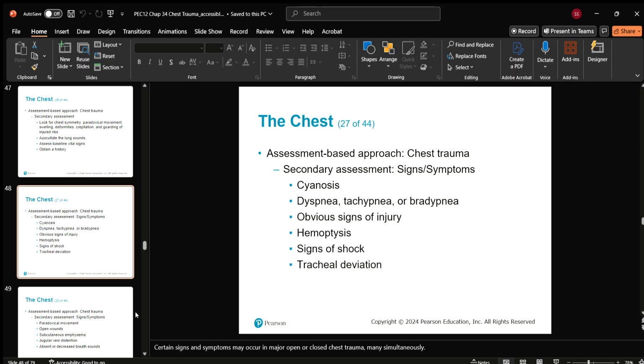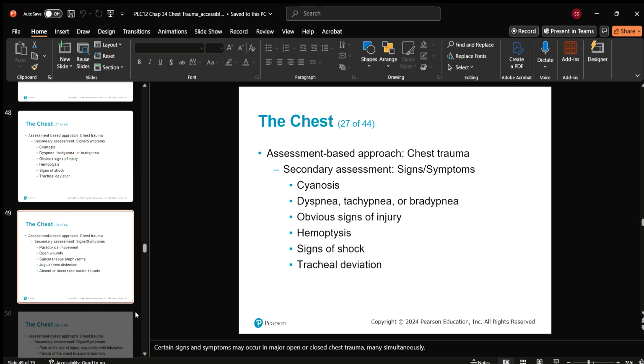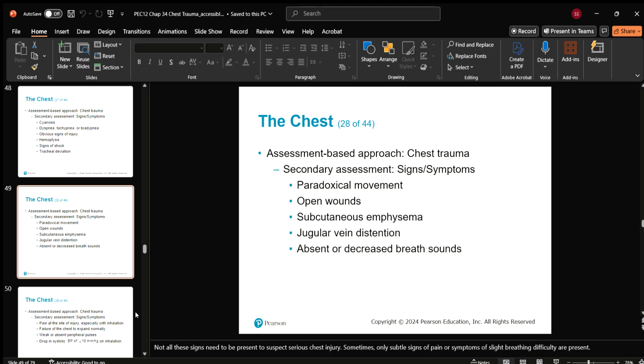And then tracheal deviation, which again, we see only with a tension pneumothorax. You only see tracheal deviation with a tension pneumothorax unless it's some type of severe trauma that has literally shifted the trachea. Those are the only two times you're going to see that. Other signs: paradoxical movement, open wounds, subcutaneous emphysema, which you talked about, JVD, or absent or decreased breath sounds.